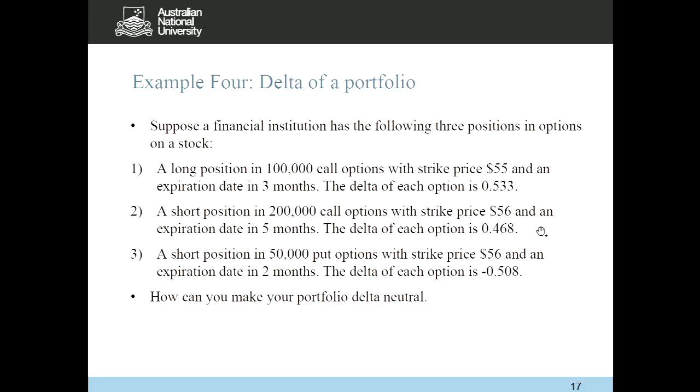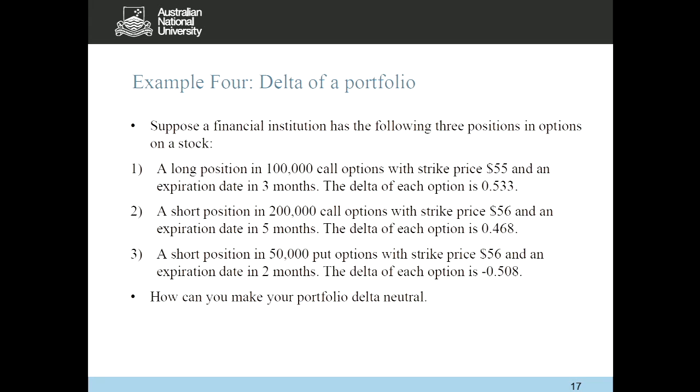So lastly, the question tells you a short position in 50,000 put options with strike price of 56 and expiration date in 2 months. And again, the question gives you the delta on a long position in the put, so that's negative 0.508. And it's your job to figure out that shorting the put gives you positive delta, so you quickly write on the side, that should be positive 0.508. So how could you make your portfolio delta neutral?